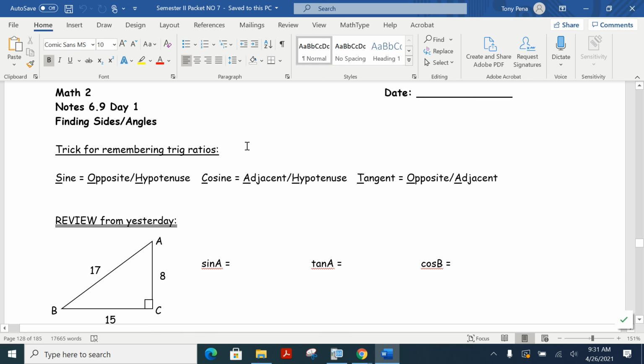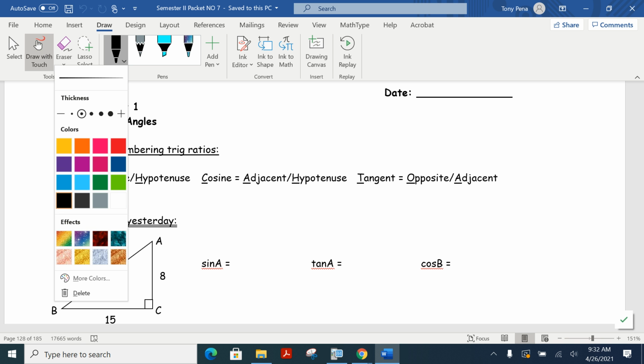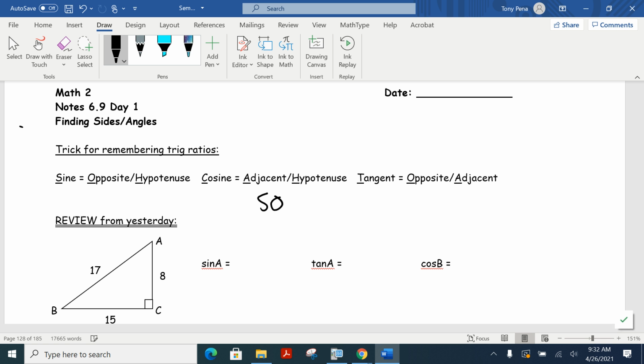You'll see here at the top, this is just a little review of what we were doing the last couple of days of last week. And we have our little trick here, the little phrase, where it says, sine is opposite hypotenuse, cosine adjacent hypotenuse, tangent is opposite adjacent, and then we can just simplify all that into the little phrase of SOHCAHTOA.